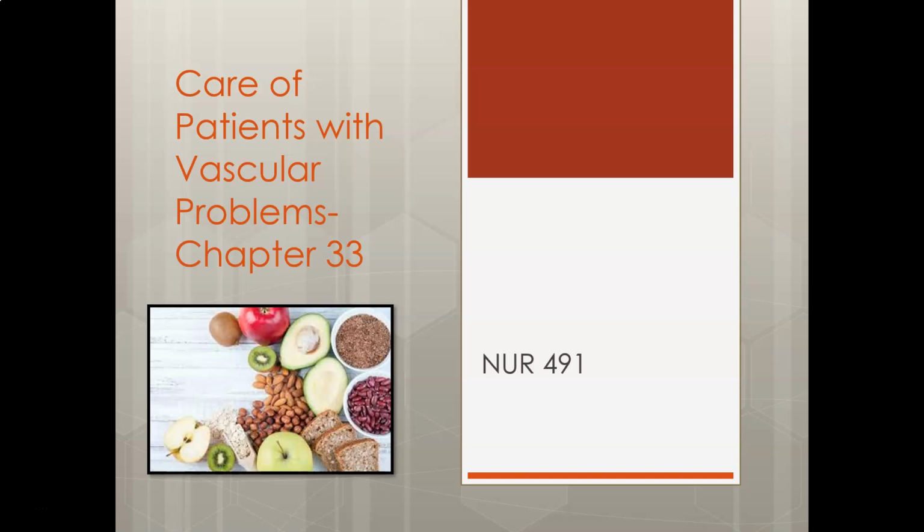Hello. Today we'll be talking about care of the patient with vascular problems in Chapter 33. With this being said, we'll be looking at hypertension, atherosclerosis, arterial sclerosis, peripheral vascular disease, varicose veins, including hemorrhoids. And notice with hemorrhoids that the page numbers are 1127 to 1129.